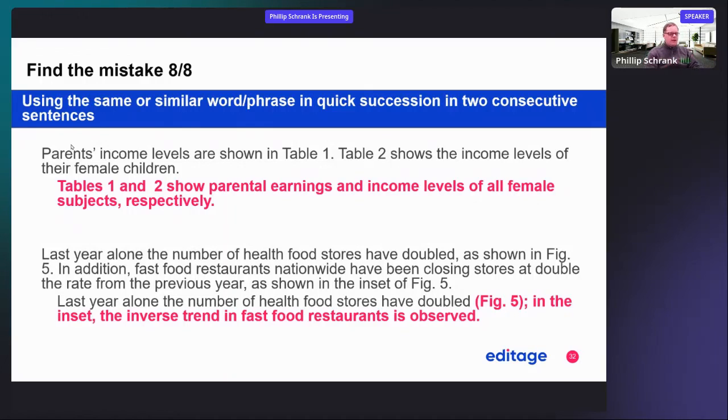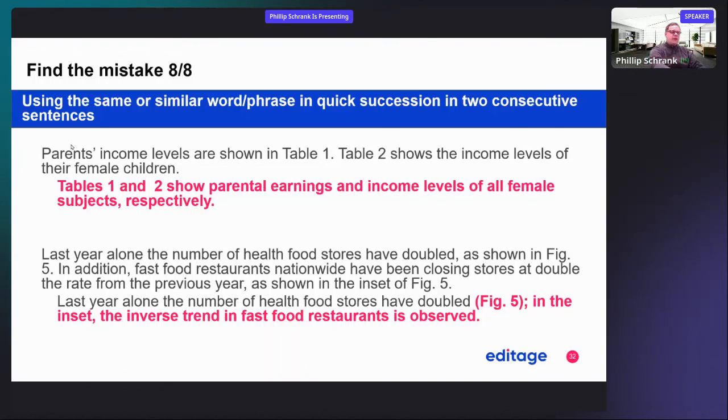So here, the correct way: "Last year alone, the number of health food stores have doubled (figure 5). In the inset, the inverse trend in fast food restaurants is observed." So you're pointing to that figure just once. You don't have to point to the figure twice in that kind of quick succession.